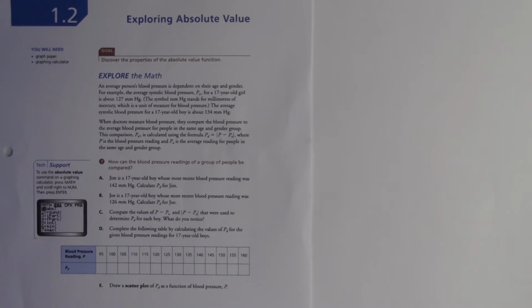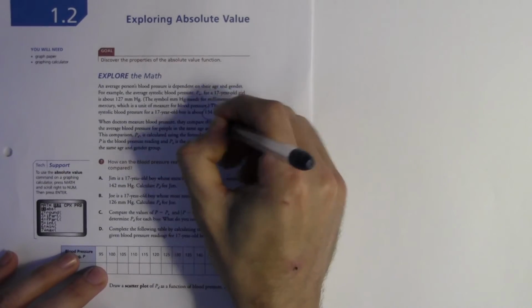An average person's blood pressure is dependent on their age and gender. For example, the average systolic blood pressure, PN, for a 17-year-old girl is about 127 millimeters mercury. Mercury, that's the chemical symbol for mercury. The average systolic blood pressure for a 17-year-old boy is about 134 millimeters mercury.